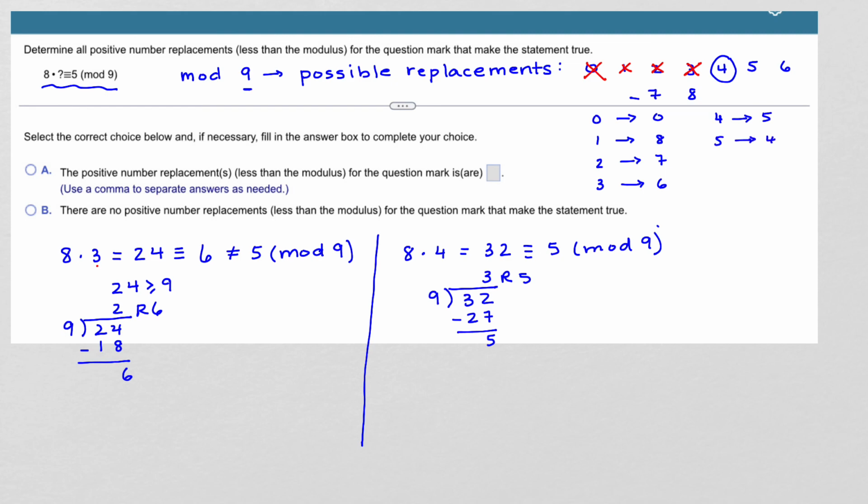5 is going to turn out to be 4, 6 will turn out to be 3, 7 will be 2, and 8 will be 1. We don't get another 5 again. So 4 is the only one that's going to give us that answer. So there is a positive number replacement that will work, and that is the number 4. And that is our only answer for this. So you can either literally go through the whole list, or you can look to see if there's a pattern. So that's how you do that problem.